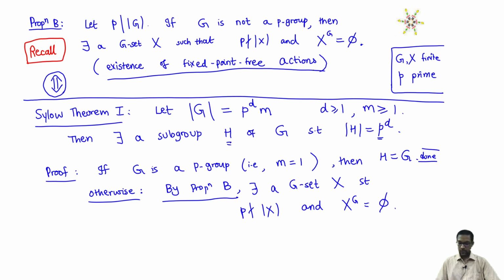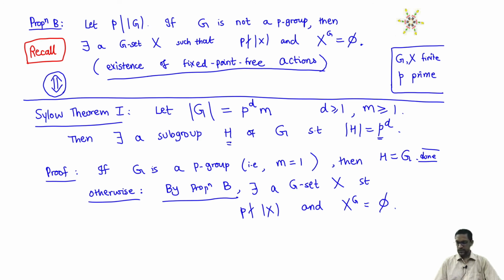Now I hope you will look through this proof again and try to understand the basic idea here. It's a rather simple idea that at every step, if you have a P group, you're done. If it's not a P group, you can construct a fixed point free action, take one of the orbits in that action whose cardinality is not divisible by P, and the stabilizer of an element there will give you a proper subgroup, and keep going on and on. At some point that stabilizer will have to become a P group. Otherwise this process goes on forever, which is a contradiction.